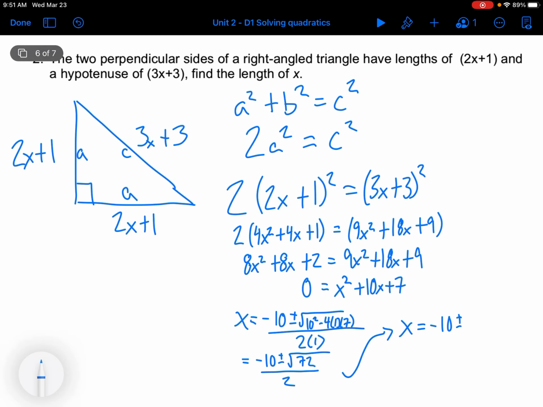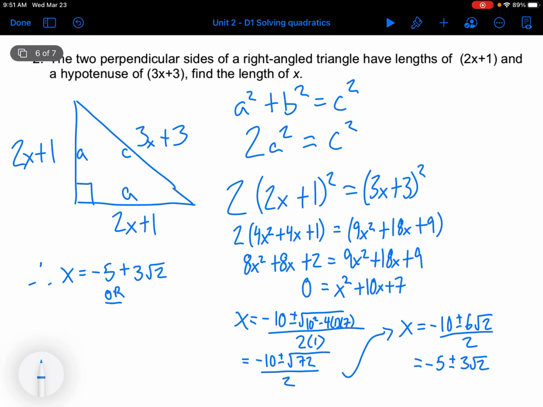Okay, so I'm looking for a perfect square. Each time when I had these square roots, I was always looking for a perfect square. So 72 is 36 times 2, so I would get 6 root 2 all over 2, which ends up being negative 5 plus or minus 3 root 2. So therefore, x equals negative 5 plus 3 root 2, or x equals negative 5 minus 3 root 2.